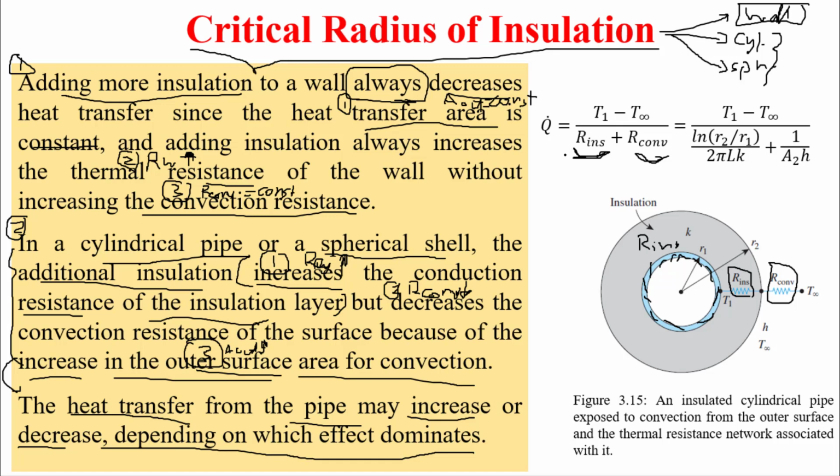So here we have two parameters. Let's first talk about the wall. If we have a wall made of a certain material and then we add insulation, we have here again insulation, and outside we have our convection.